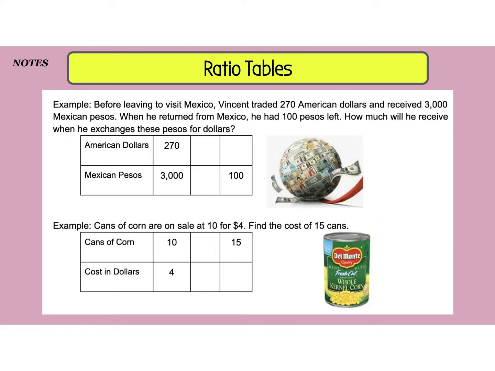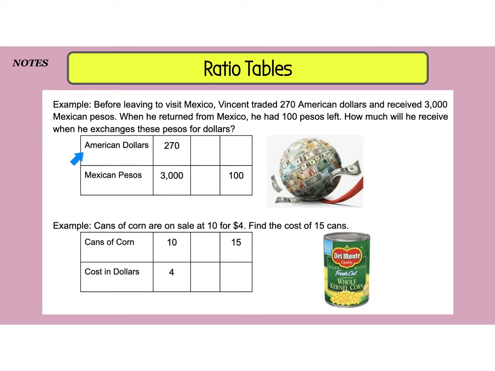Let's take a look at this next example, and we have a couple more horizontal tables to look at. So it says, before leaving to visit Mexico, Vincent traded 270 American dollars and received 3,000 Mexican pesos. When he returned from Mexico, he had 100 pesos left. How much will he receive when he exchanges these pesos for dollars?